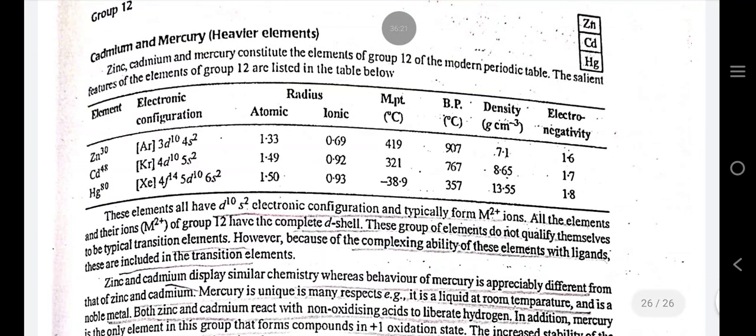Zinc, cadmium and mercury, the heavier elements. Zinc, cadmium and mercury constitute the elements of group 12 of the modern periodic table. The salient features of the elements of group 12 are listed in the table below. Look at the table.